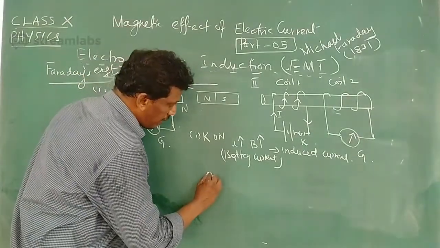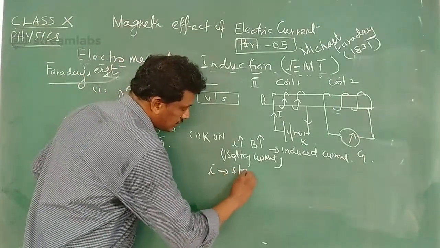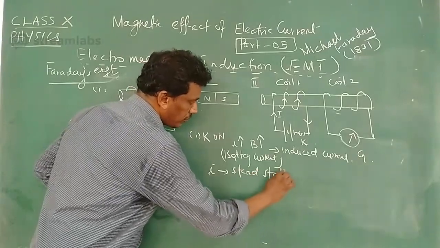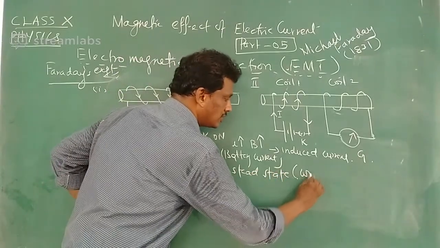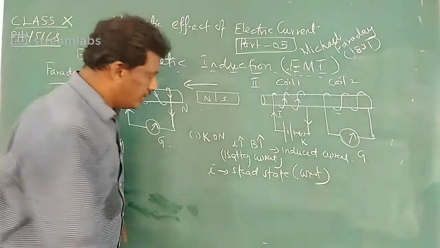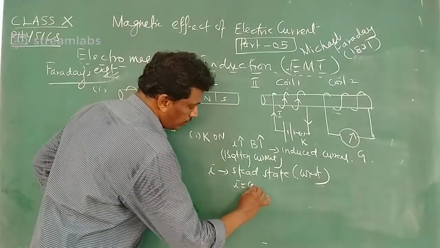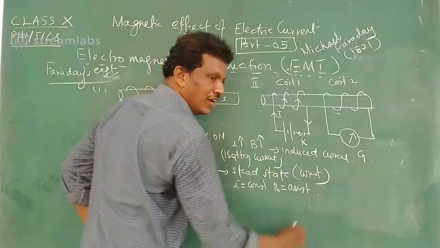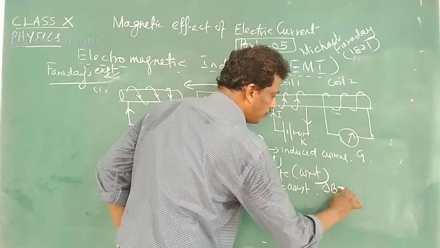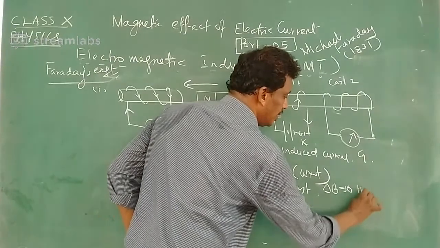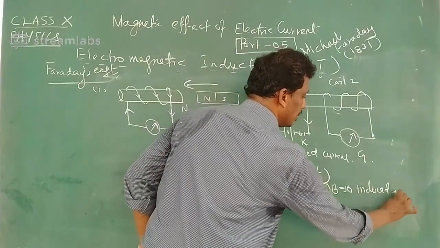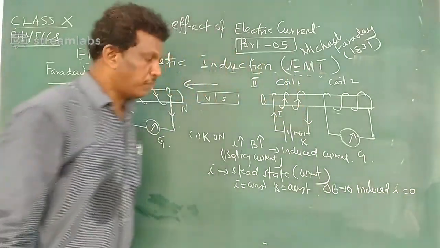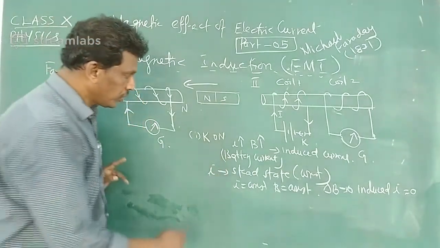After that, what will happen? I reaches a steady state. What is that? That is constant. In that case, what happens? I equals constant, B equals constant. What happened? Change in magnetic field, how much? Zero. What is the induced current? Induced current equals zero. Very, very important. The first part is over.